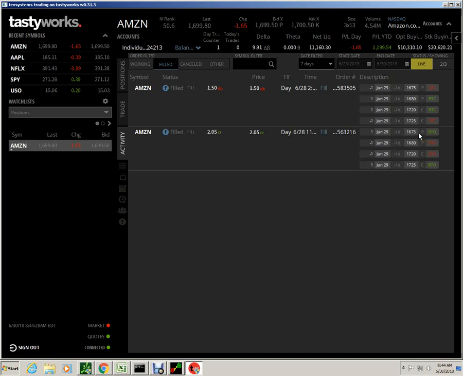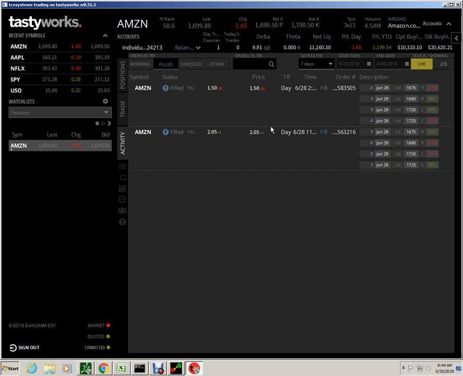I sold the 1675, 1680, 1720, 1725 iron condor for a credit of $205. So if I go max profit, I'm going to collect $205. Max loss, I'm going to lose $295. So you're basically risking like 3 to make 2 sort of a trade. Took it off a couple hours later for a debit of $1.50, so I made a quick $55 there.